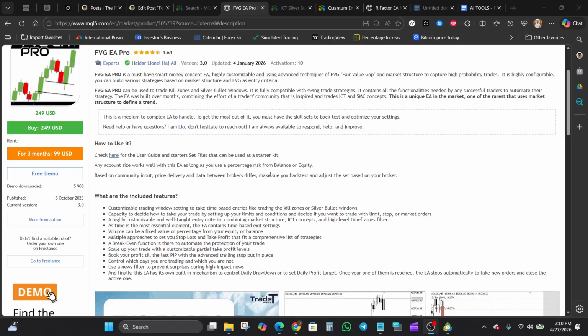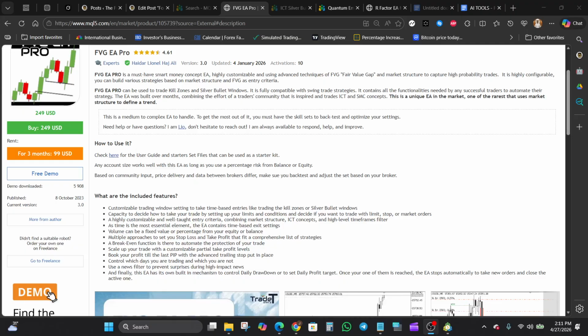Now, the real strength here is in the level of customization. You are not locked into one rigid strategy, right? You can actually define how structure is identified, what type of entry you want, limit, stop, or market, and which time windows to trade. And that flexibility is powerful, but it also introduces complexity because if you don't understand how these concepts work, like FVGs or structure shifts, you could easily configure the EA in a way that either overtrades or doesn't trade at all.